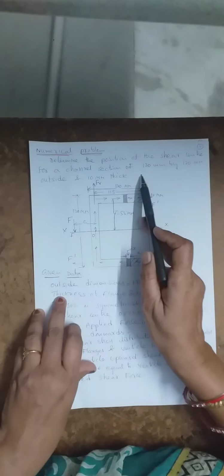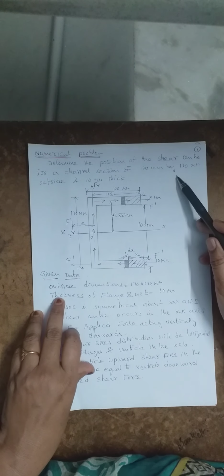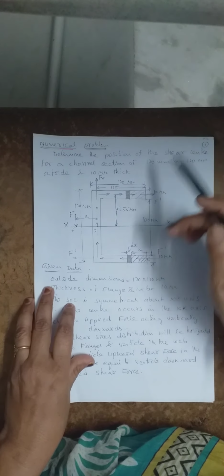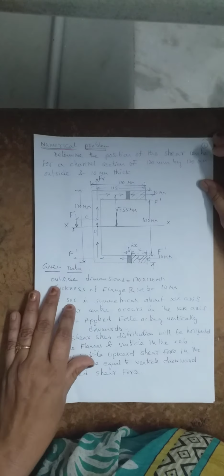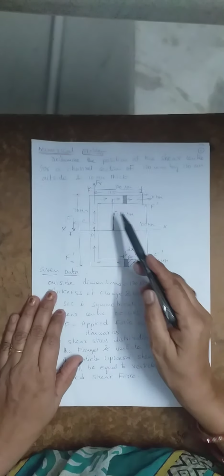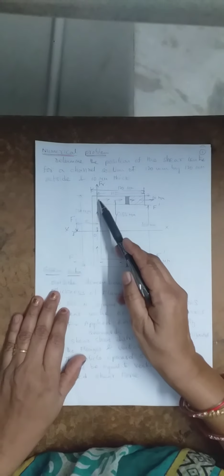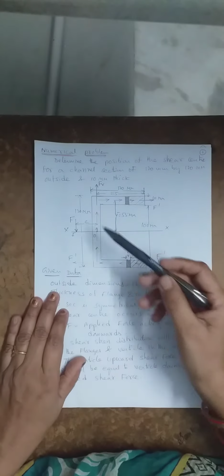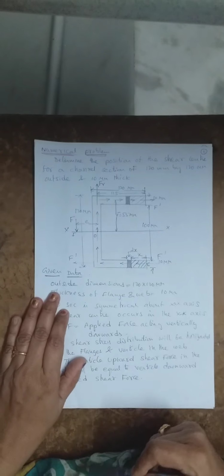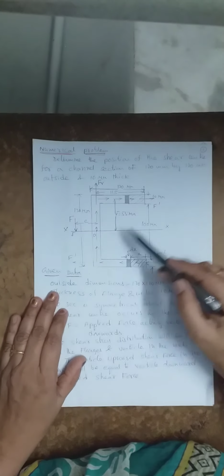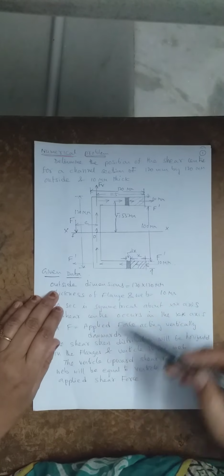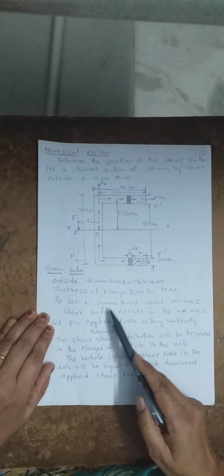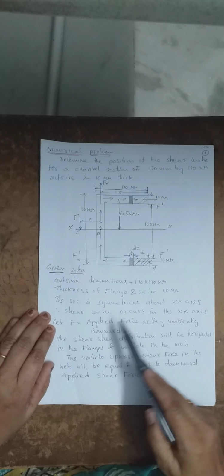Now with this knowledge we'll solve a numerical problem: determine the position of the shear center for a channel section of 120 mm by 120 mm outside and 10 mm thick. So this is the figure. This is overall 120, and the width of the flange is 120, and the height of the web is, our total figure is 120 mm, and thickness of the flange as well as the web is 10 mm. So these are the outside dimensions 120 by 120 mm, thickness of the flange and web 10 mm.